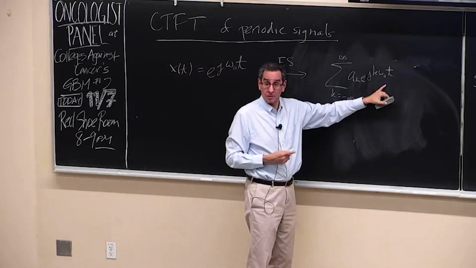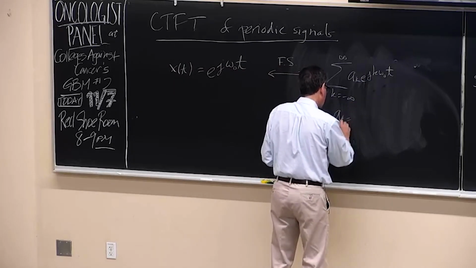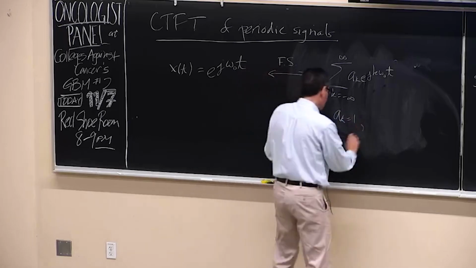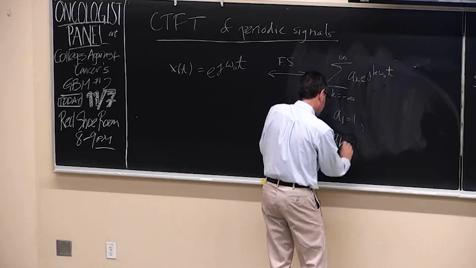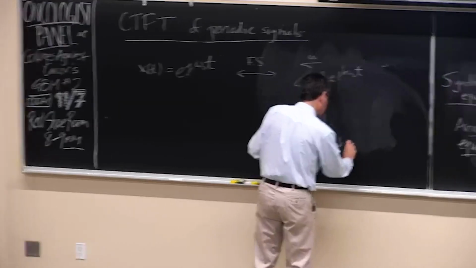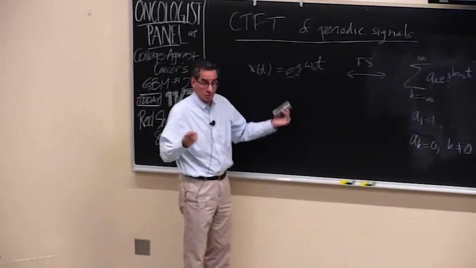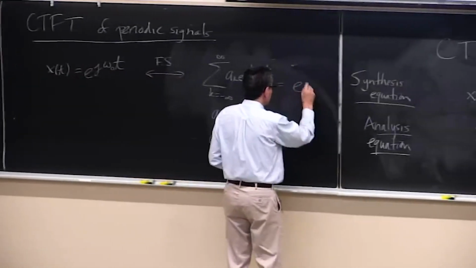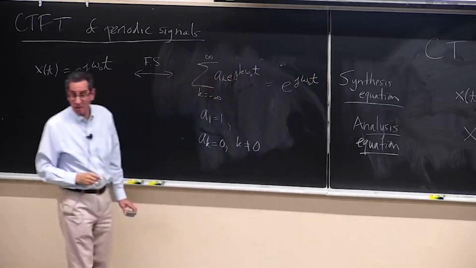That's what I'm after. So if I set a sub 1 equal to 1, and a sub k equal to 0 for k not equal to 1, that's it. That's my Fourier series representation. It almost seems too easy, right? e to the j omega naught t is equal to e to the j omega naught t. There it is.